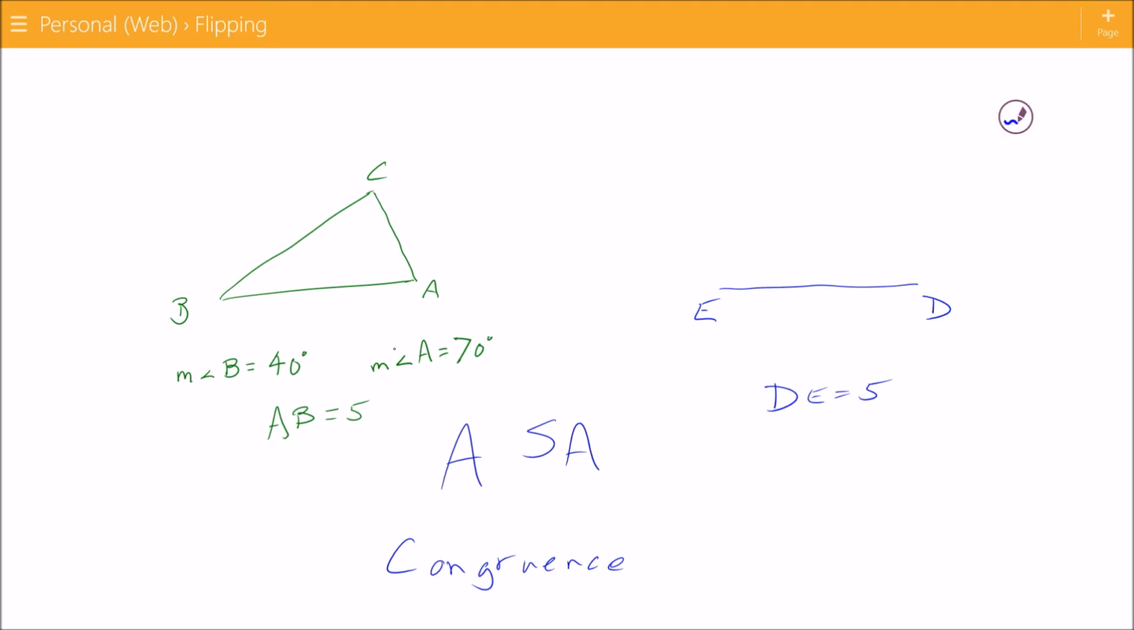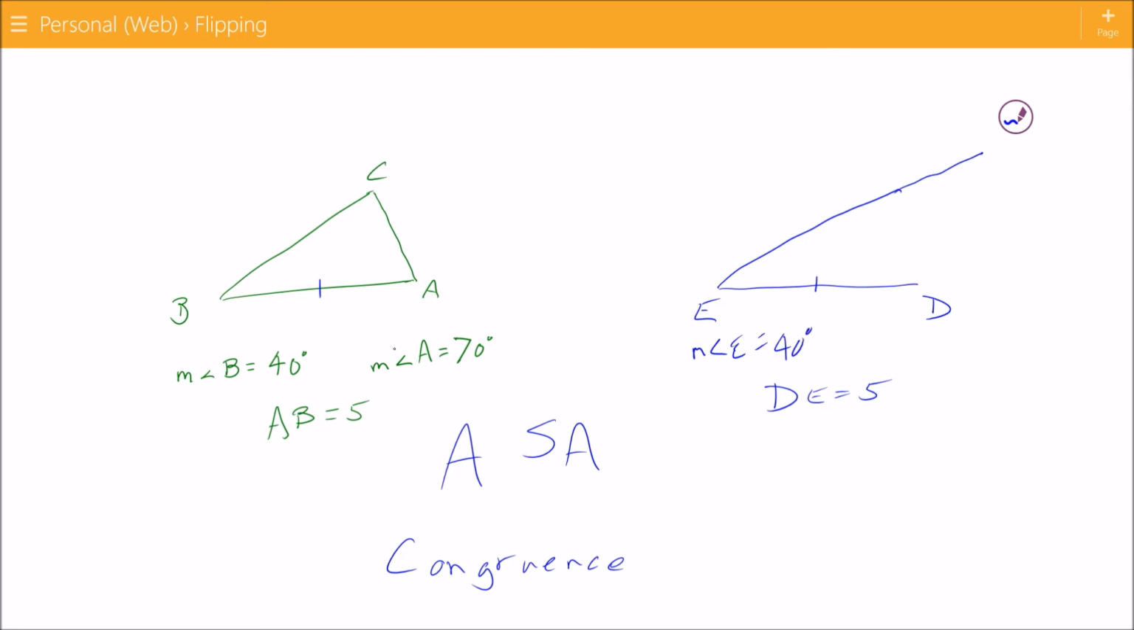So when we've got two triangles, notice I've got one triangle here on the left. I've got triangle ABC. The measure of angle B is 40 degrees, A is 70 degrees, and the length of segment AB is 5. So let's make the triangle on the right that's similar. Notice that I've got the length of that segment is the same.